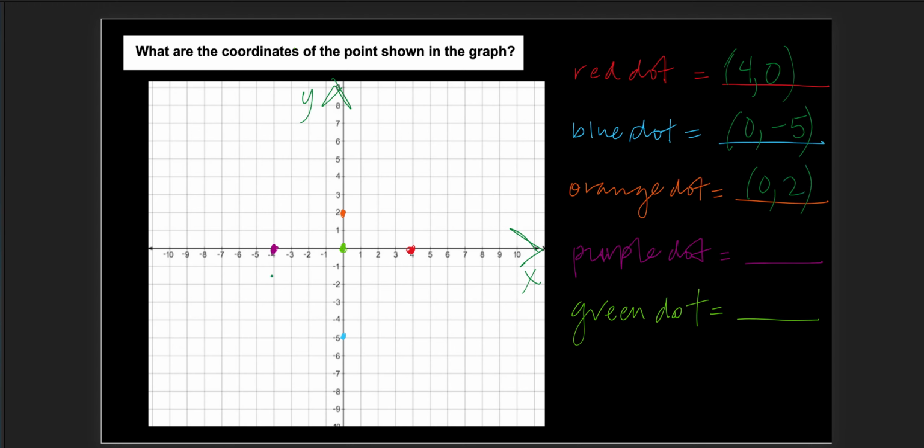And for the purple dot, you're looking at the x coordinate first, so it's over to the left 4 units, so that's -4, because that side's negative. And it's right on the x-axis, so that's 0 for the y. And the green dot's right in the center. That's also called the origin, so that'll be (0, 0). So that's precisely what you should have gotten, and you can see how you did.